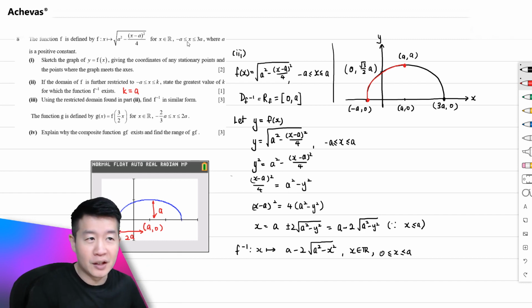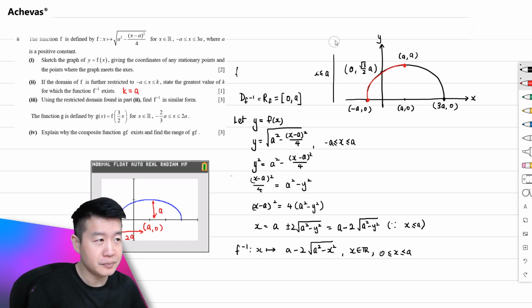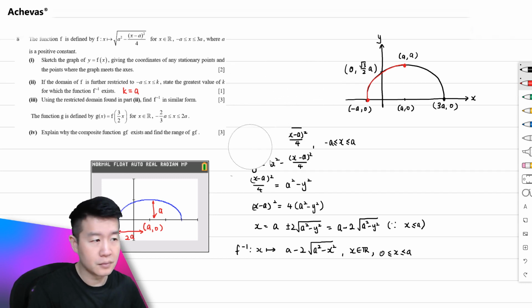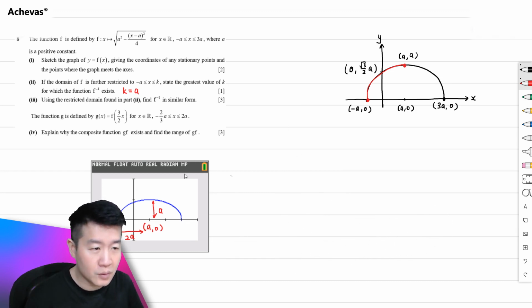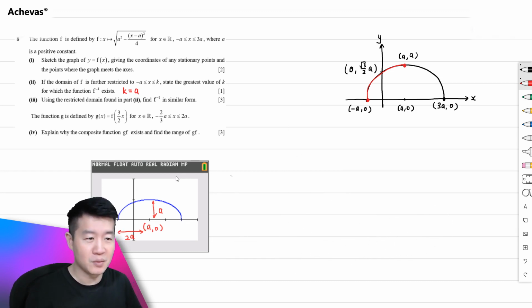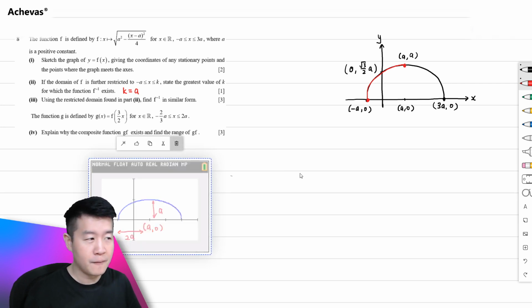Okay, and the domain is also scaled. So minus a scaled by 2 over 3, we are actually getting this. 3 over 3a scaled by 2 over 3, we are getting 2a. Which means that for g, let me erase this. We don't need this also. Let me erase this too.